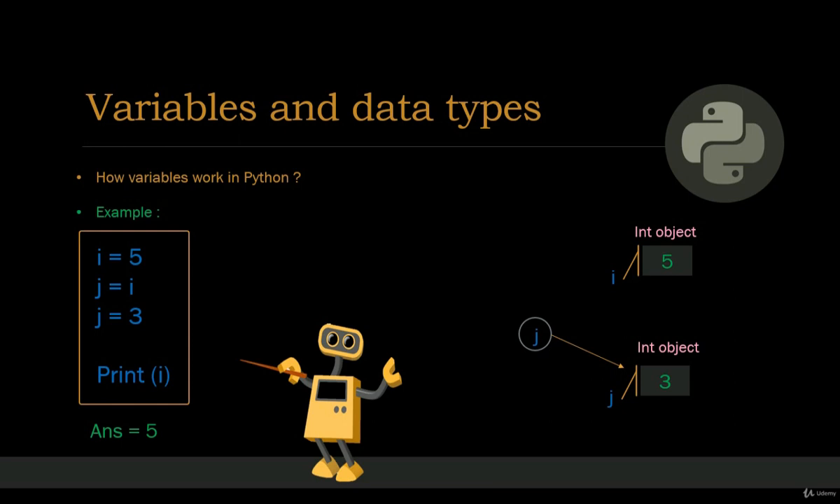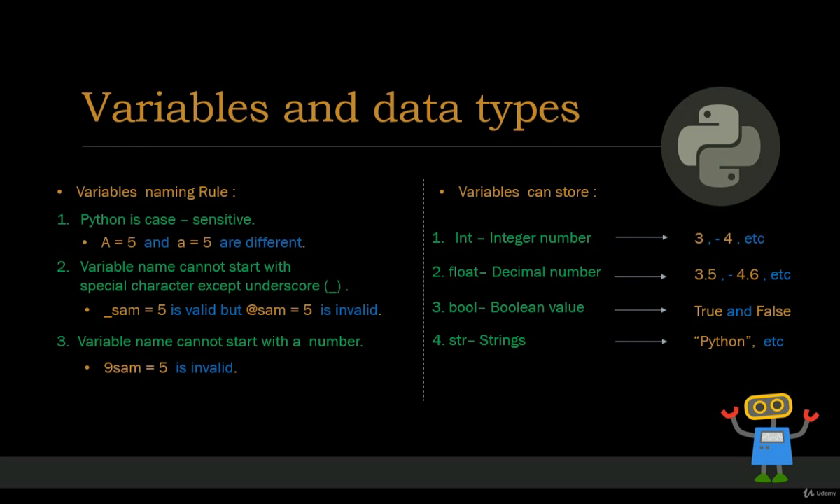Now that you know what variables are and how they work in Python, the next step is to see the rules which must be followed while creating a variable. Let's see them one by one. First, Python is case sensitive. Therefore, A equal to 5 and a equal to 5 are different: the first one is capital A and the second one is the smaller one.